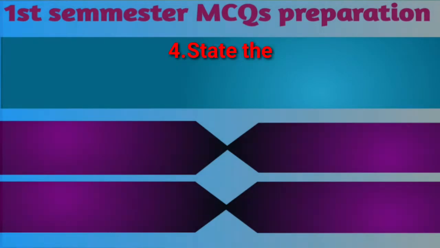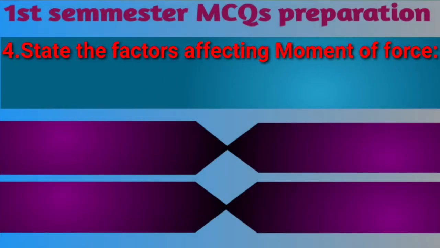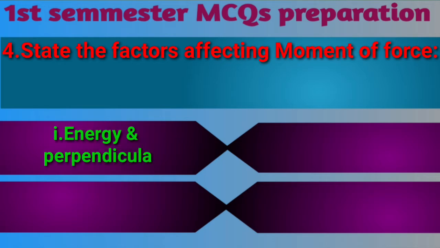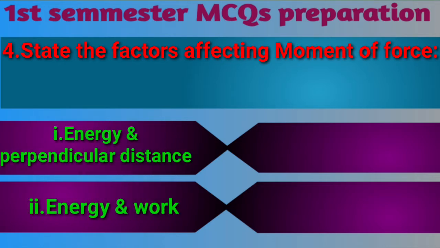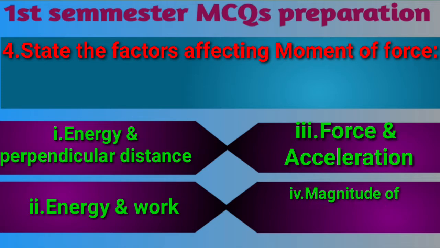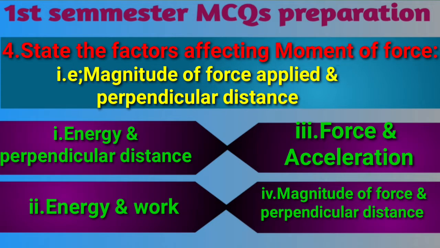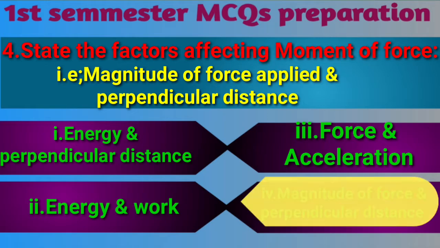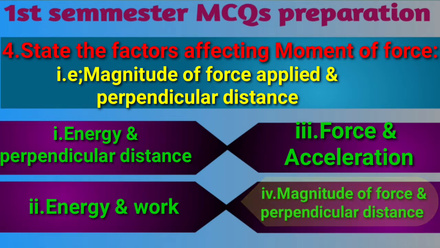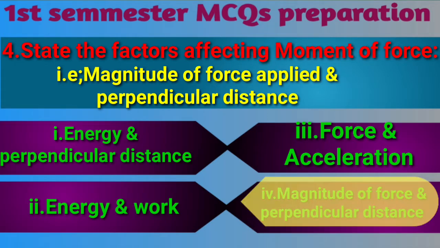So the fourth question is, state the factors affecting moment of force. The options are energy and perpendicular distance, energy and work, force and acceleration, magnitude of force and the perpendicular distance. As we know that the moment of force is equal to the product of magnitude of force and the perpendicular distance. So the right answer will be magnitude of force and the perpendicular distance, that is option number 4.